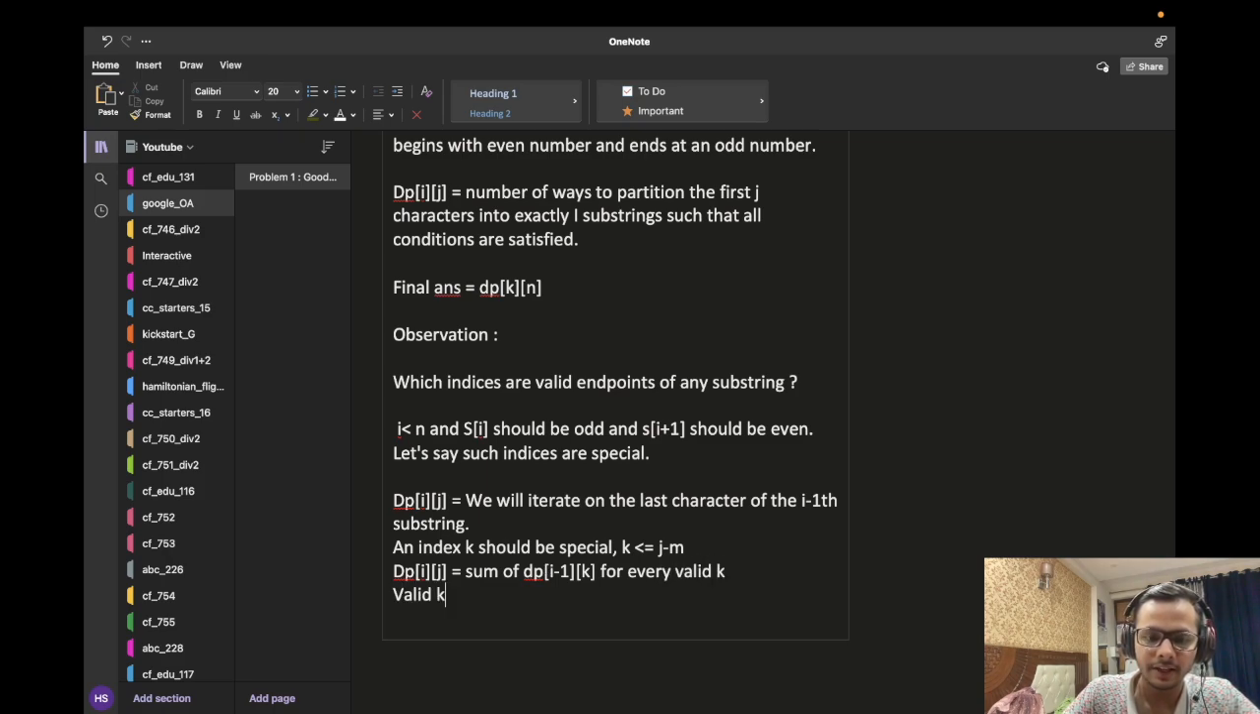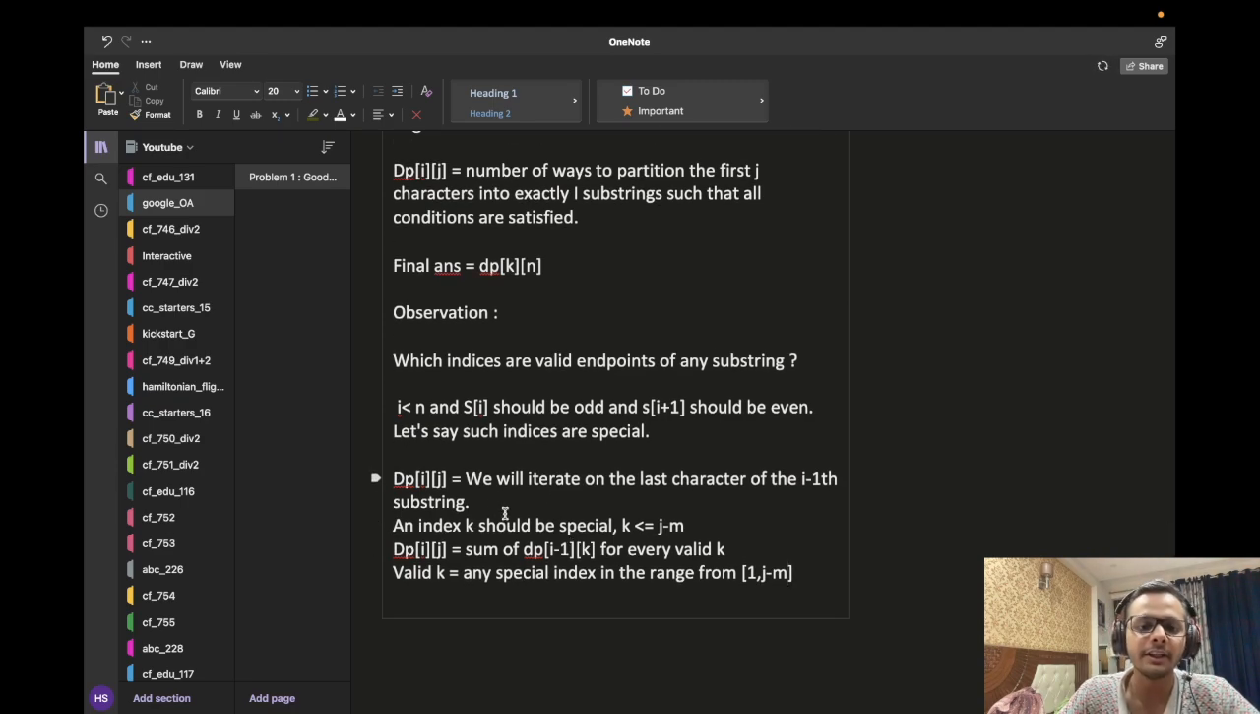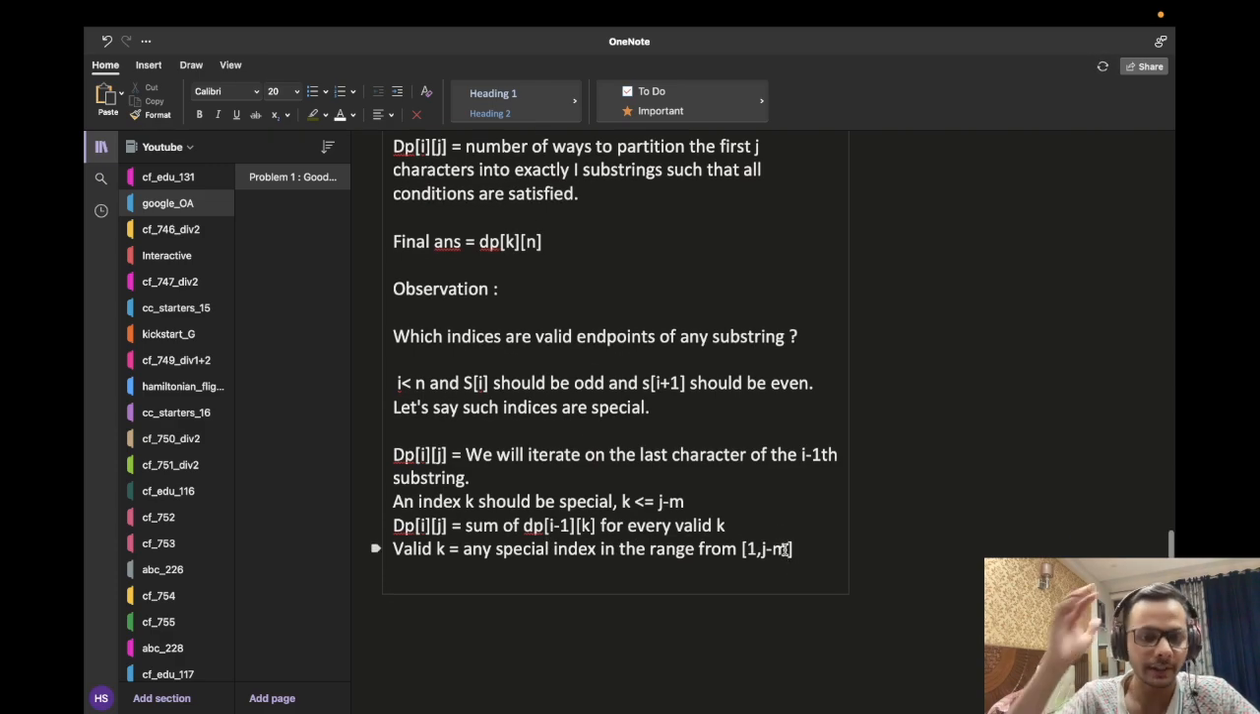And the definition of a valid k is that it is any special index in the range from 1 to basically j minus m, right? So this is it. We need to sum up all the dp[i-1][k] values for all the special indices in the range from 1 to j minus m.